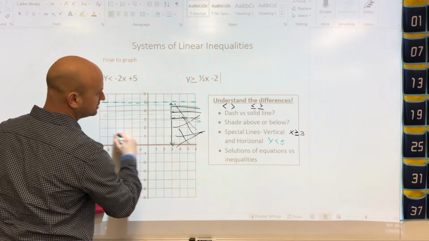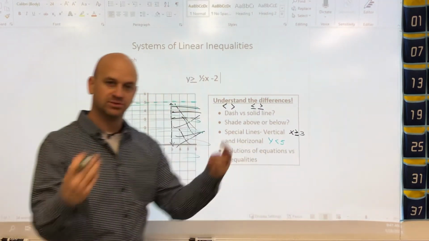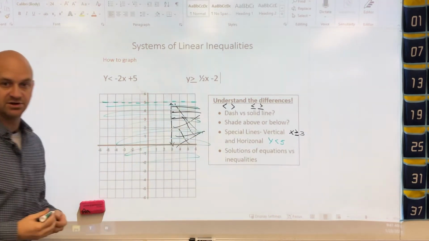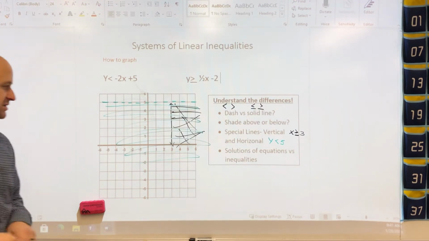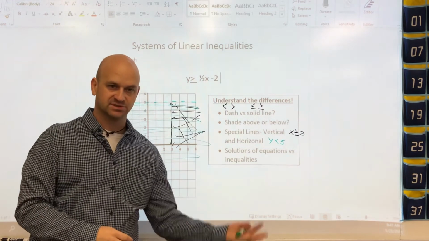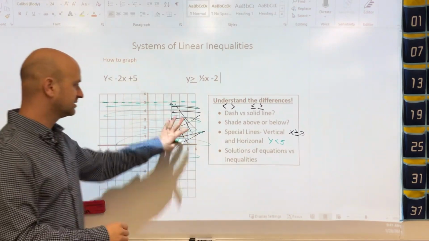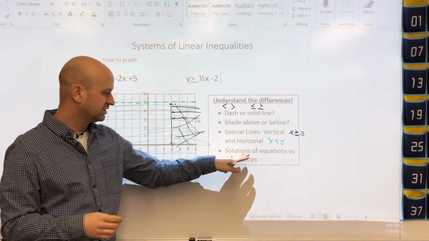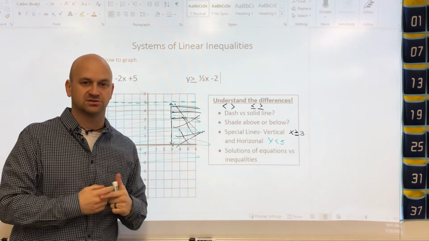Now, if we were using these two as a system, say we wanted to find the solution to it, the double shaded area would be the solution to that system. Okay, so again, understand the difference between the solutions of equations versus inequalities. Inequalities are going to have a double shaded area, whereas a regular system of equations is just going to be one point of intersection of the two lines.